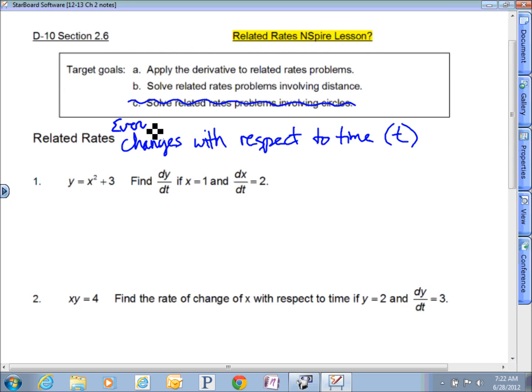Every variable changes with respect to time. If it doesn't change, again, we call it a constant. So when I look at this first problem, get used to this notation.